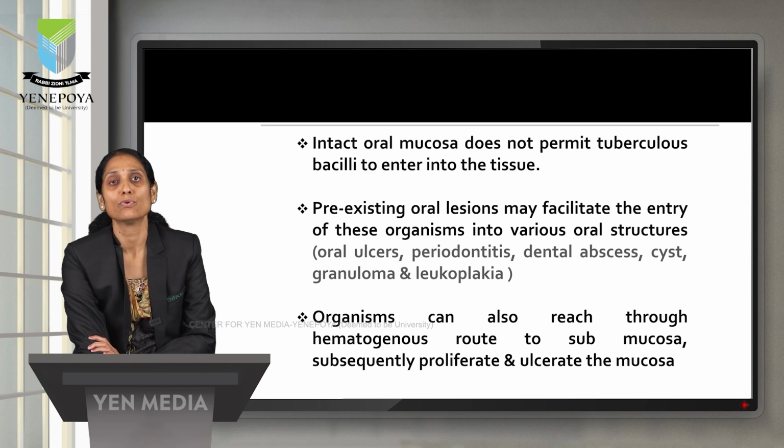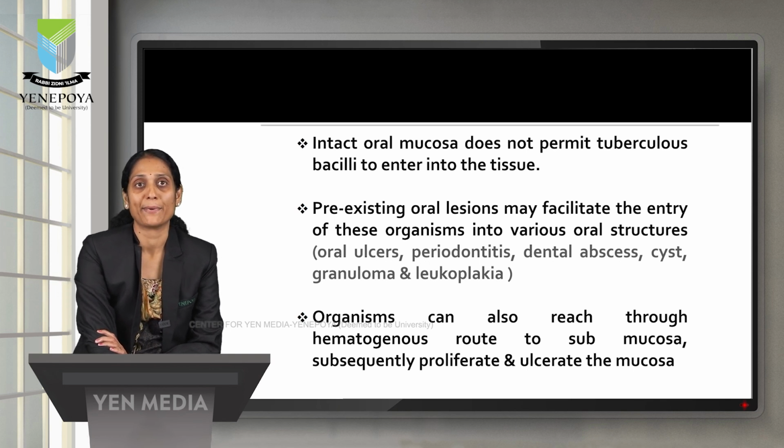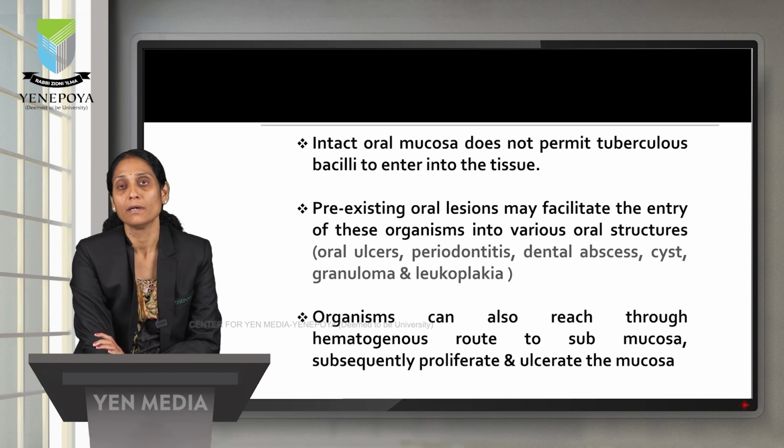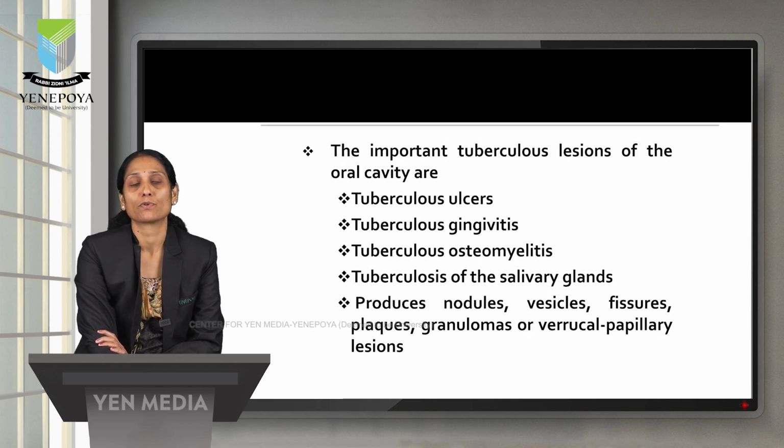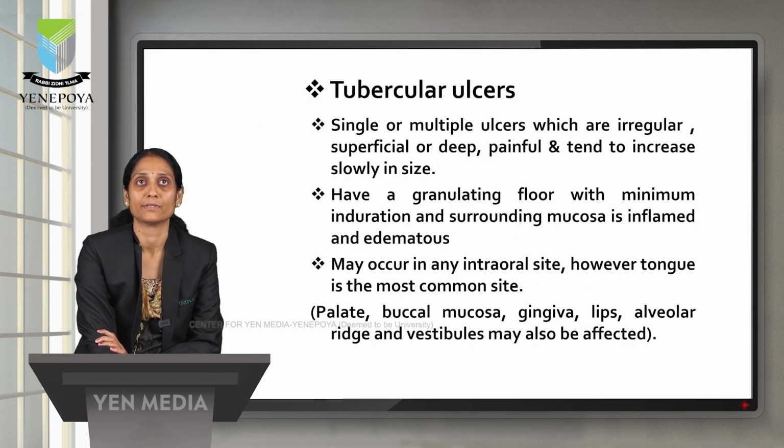The organism can reach the submucosa through blood spread, that is the hematogenous route, subsequently causing ulceration of the mucosa. The most common oral manifestations of tuberculosis include tuberculous ulcers, tuberculous gingivitis, tuberculous osteomyelitis, and tuberculosis of the salivary gland. Some other lesions include nodules, vesicles, fissures, plaques, granulomas, or verrucopapillary lesions.